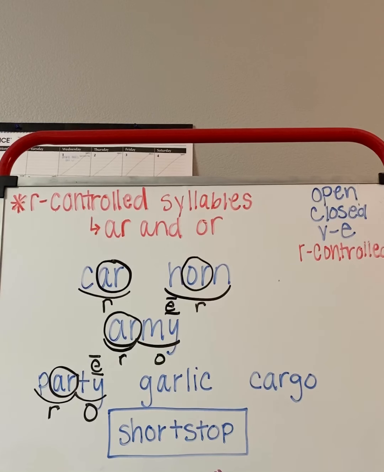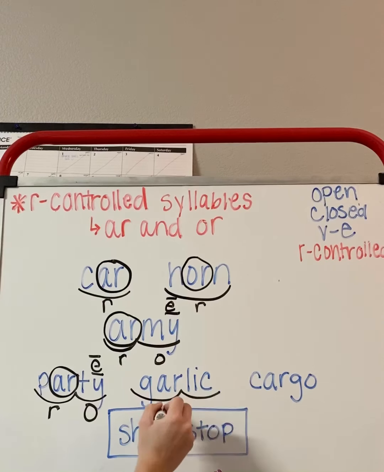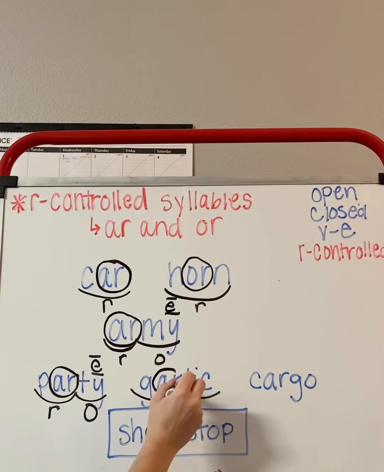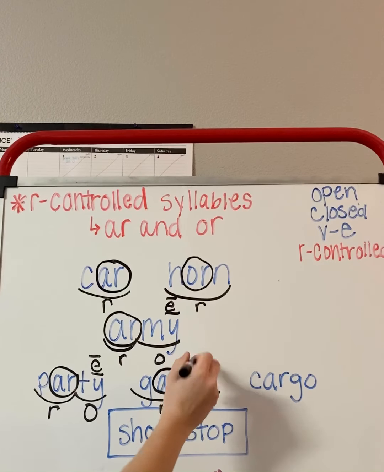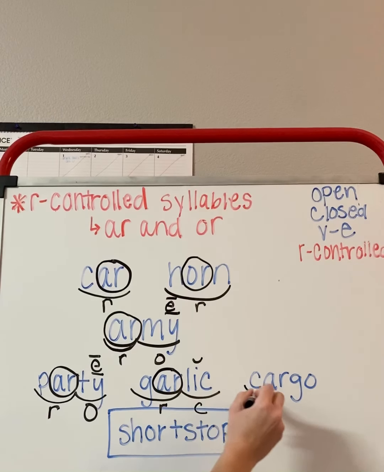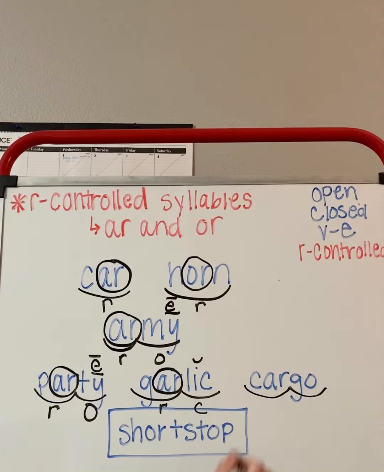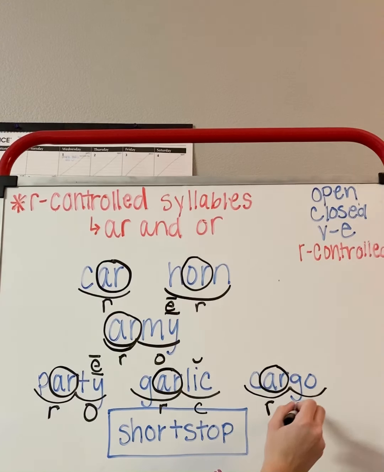Okay, we also have the word garlic, so I'm going to go ahead and split my word right after that R. I have my R-controlled syllable again first, and then this time I actually have a closed syllable at the end. So lick, right? My I is a short vowel and it's closed in by my C. Okay, if we're looking at the word cargo, I can split my word right here. I see again that I have an R-controlled syllable at the beginning, and then I actually have an open syllable at the end of that word.